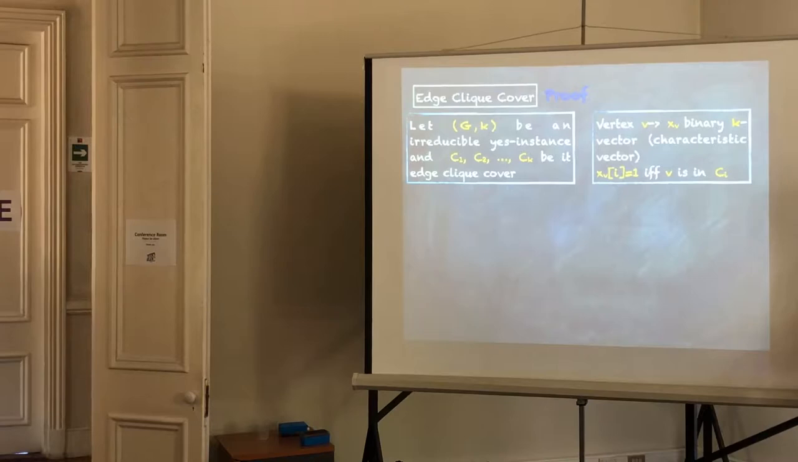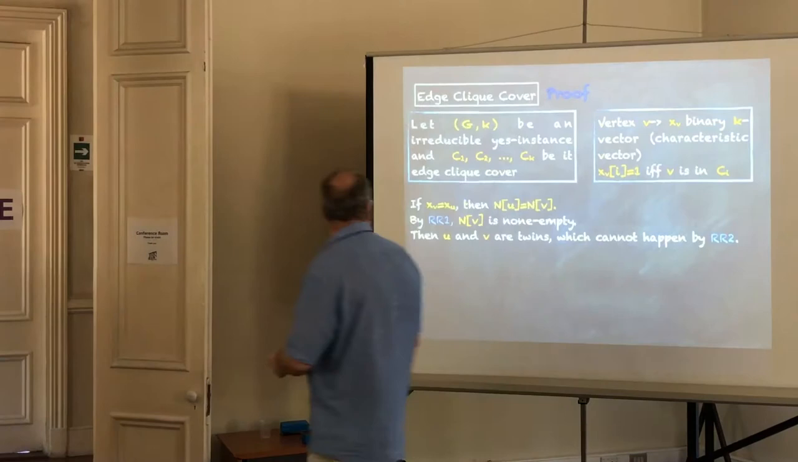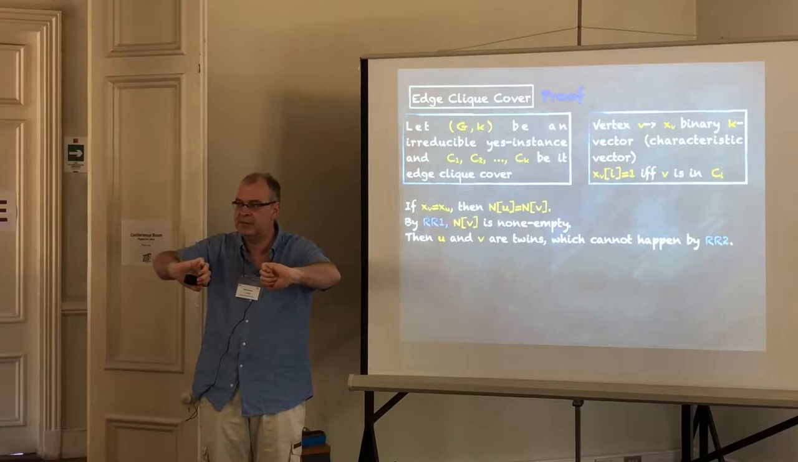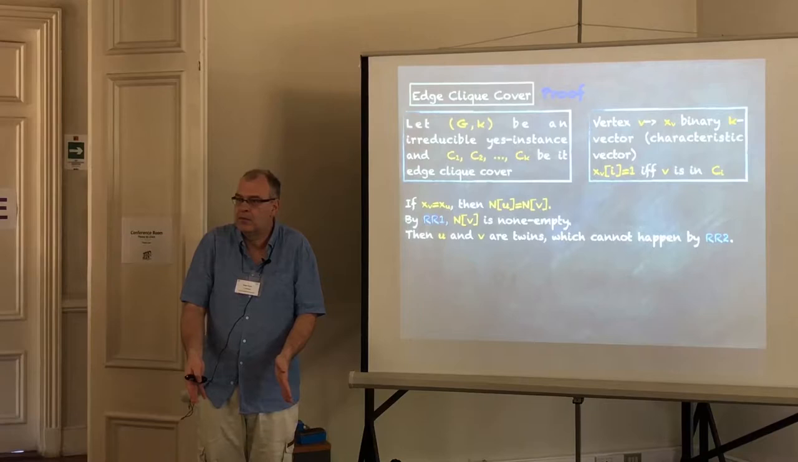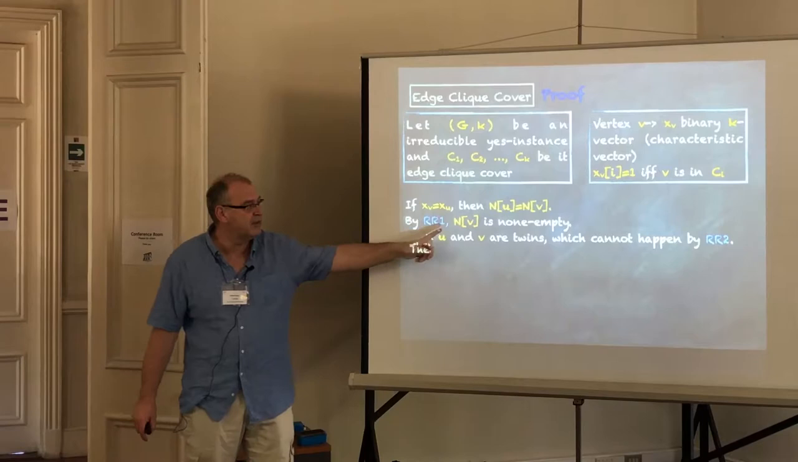Right? Okay, so what we know, right? If I have two vectors which are equal, what does it mean? It means that the closed neighborhoods of the vertices are the same, because they belong to exactly the same cliques. So if two vectors are equal, then these vertices are twins. And also I know that by reduction rule one, for every vertex v, its neighborhood is non-empty, because I remove the vertices of degree zero.